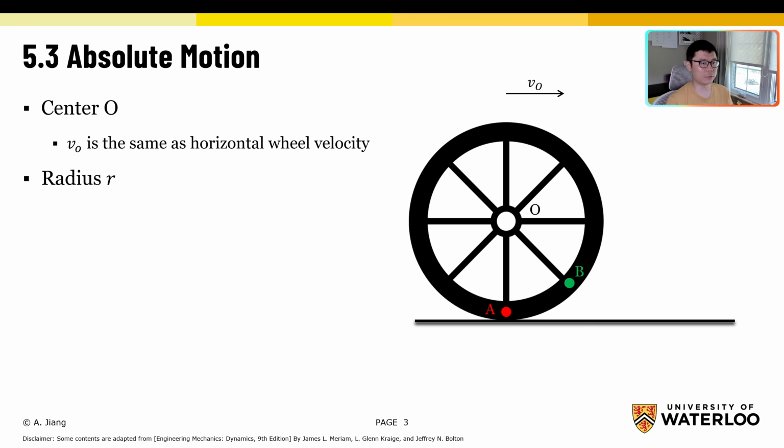Here we have a wheel with a center O, radius r, traveling with a velocity VO. You should notice here the traveling velocity is not randomly set to be VO. I didn't choose V1 or V0. I said VO because the traveling velocity of the wheel is essentially the traveling velocity of the center point O. We will also identify 2 points, point A and point B, on the wheel as shown.